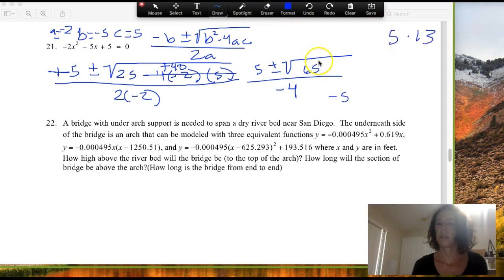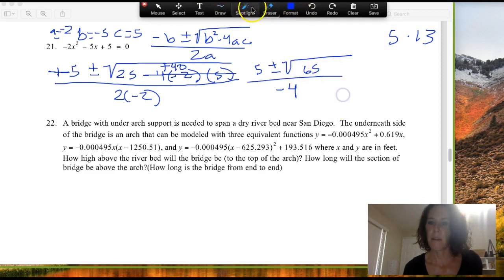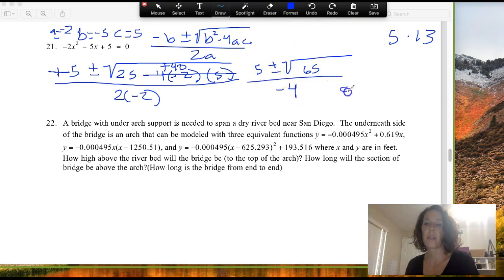All right, 65 factors into 5 times 13. Neither of those are perfect squares, so I'm really finished here. All I have is 5 plus or minus the square root of 65 over -4. Now you can simplify this and write it as 5 plus square root of 65 over -4, and then 5 minus the square root of 65 over -4.